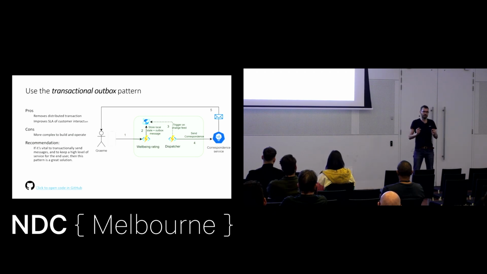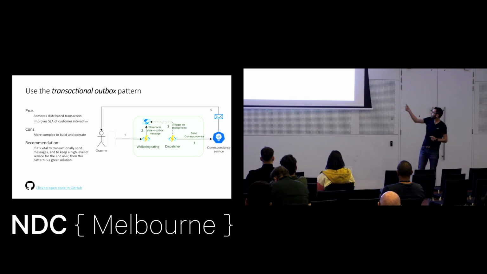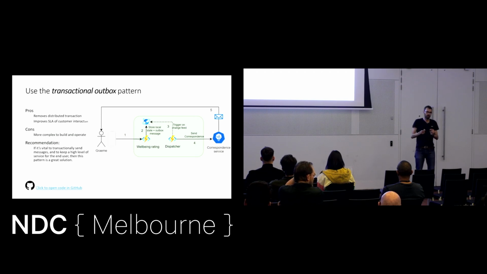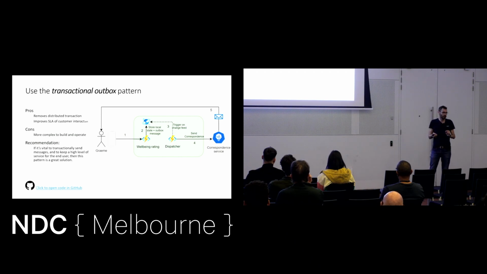And what will happen is every time we update or insert a new document, that dispatcher function will get notified. And it can look at the document, and it can peek into the inbox and say, okay, well, I need to send a message now. So what it will do is it will then call the correspondence service, and then it will go and write the document back into the database.